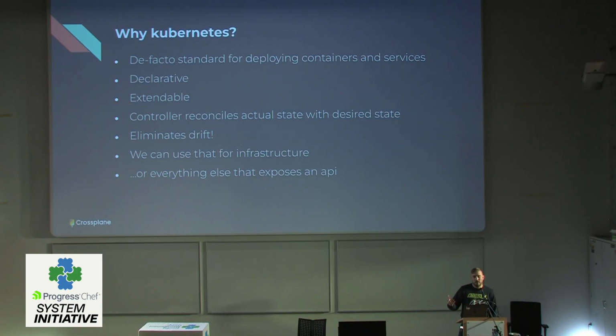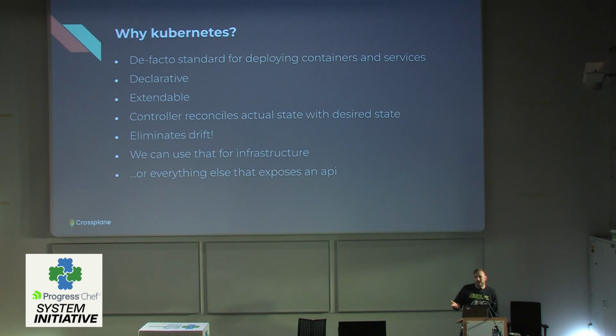So why Kubernetes? Kubernetes is becoming the de facto standard for deploying containers and services. It's declarative. It has a very good model for extending it. You can have custom resources. And the nicest thing about it, I think, is that its controllers reconcile the actual state with the desired state, and that completely eliminates drift.